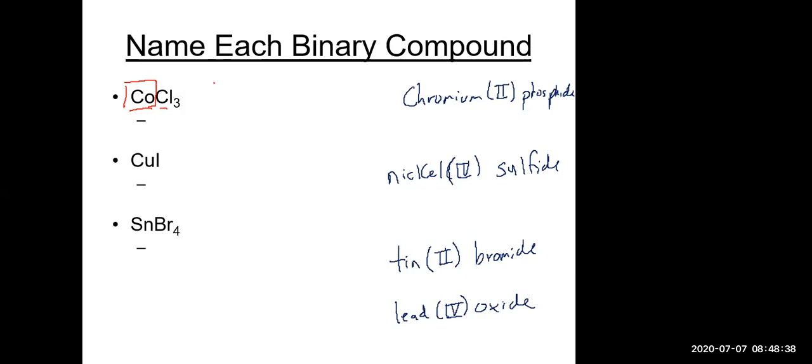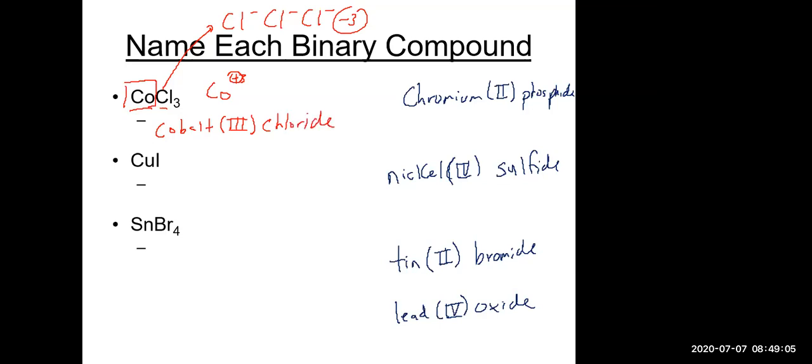So we have 1 cobalt, not sure what the charge is, but we do have 3 of these Cls, and that means 1, 2, and 3. That's a -3 overall. So to balance that out, our cobalt has to be +3, which means this would be cobalt Roman numeral 3 for the charge. And again, it's just going to be chloride, even though there's 3 of them, has no effect on the name. And again, that is what the Roman numeral there is for.